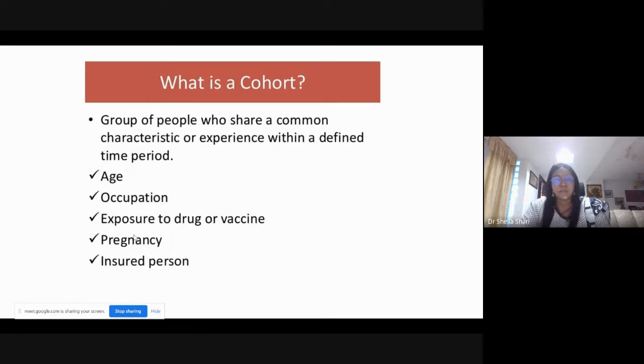All right. So what is cohort? A group of people who share common characteristics or experience within a defined time period. Maybe they belong to the same age, or maybe they belong to the same occupation. If all of you are in year 3, you are in the same age group, right? So you're called one cohort. Maybe you can do a comparative study between cohort 3, cohort 4, cohort 5. Or a cohort exposed to a drug or vaccine, or a group of people who are all undergoing pregnancy.